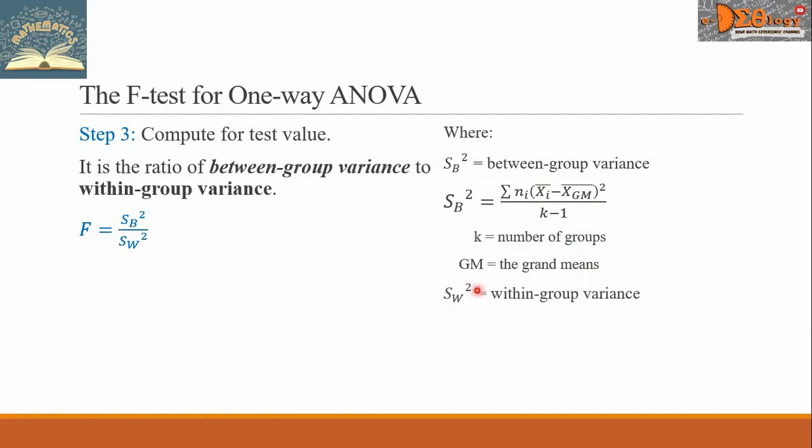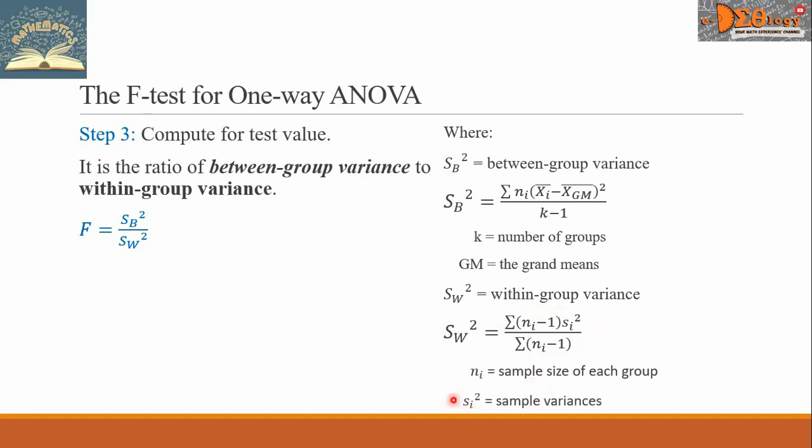The S sub W squared is the within group variance. The formula is S sub W squared equals, the numerator is the summation of the quantity n sub i minus 1 times the quantity S sub i squared, all over the summation of the quantity n sub i minus 1. N sub i is the sample size of each group, while S sub i squared is the sample variances.